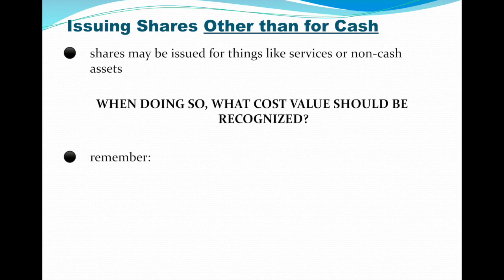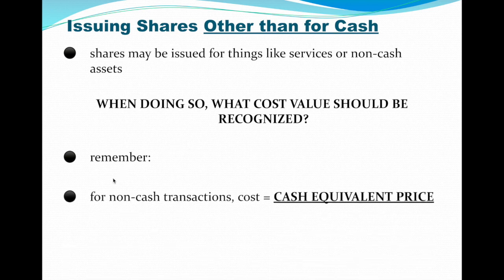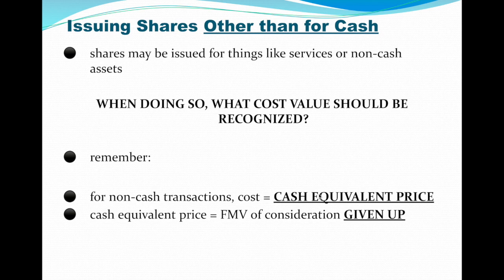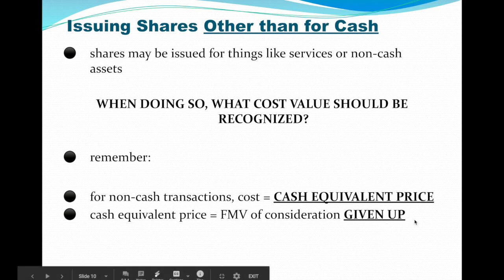Now, the thing to remember, and this is a principle in accounting in general, but you always want to gravitate towards the most concrete and the most reliable source of information. Now, we've dealt with this principle before. For non-cash transactions, the cost is equal to the cash equivalent price, if we can find that. And the cash equivalent price is equal to the fair market value of whatever's been given up, not what we're getting. And the reason for that is that we have a better understanding. When I say we, I mean accountants. We accountants have a better understanding of what's been given up versus what we're getting.